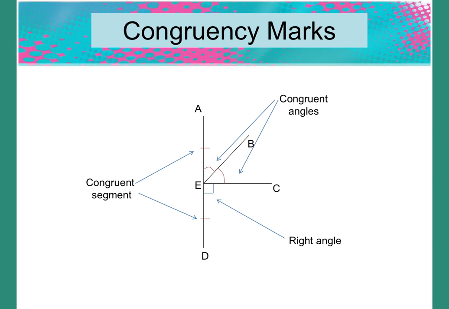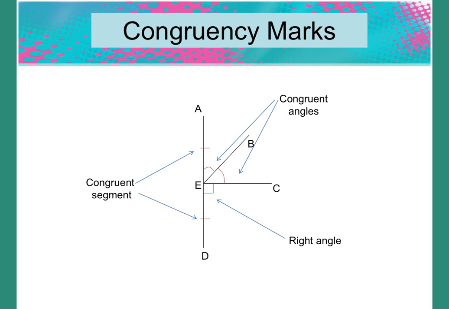And these are your congruency marks. So these little arcs here that are red in this picture, obviously not going to be red on your test. They're going to be black and white because your test is black and white. But those little arcs mean that these are congruent angles, okay? These little red dashes here mean that these two segments are congruent. And then obviously your right angle looks like that, okay?